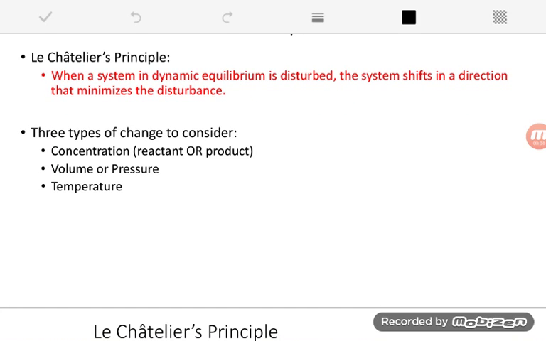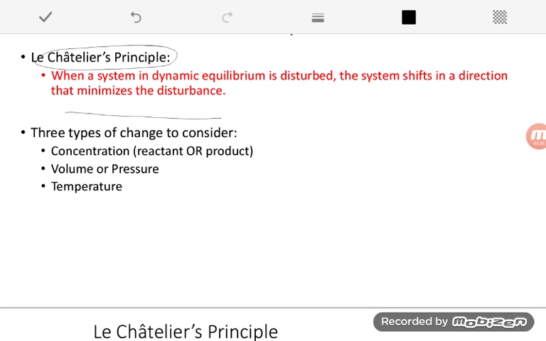Chemical systems are always trying to get to equilibrium. And once they reach equilibrium, they really want to stay there. But sometimes things happen which cause a disturbance. And when this happens, we have Le Chatelier's principle to guide us in figuring out how the system will respond to that. And the basic rule is the system is going to try and minimize that disturbance. The system is going to try and get back to equilibrium. So it's going to do whatever it can to counteract whatever disturbance it just encountered.